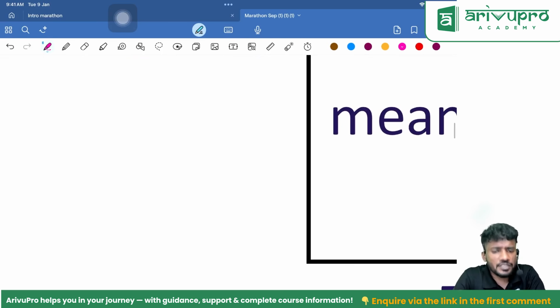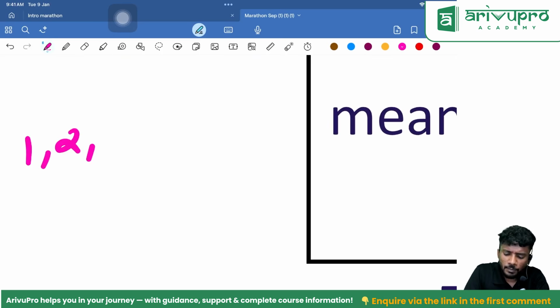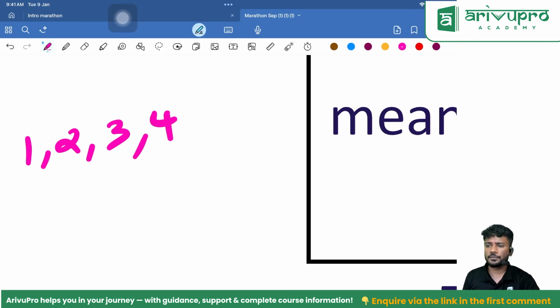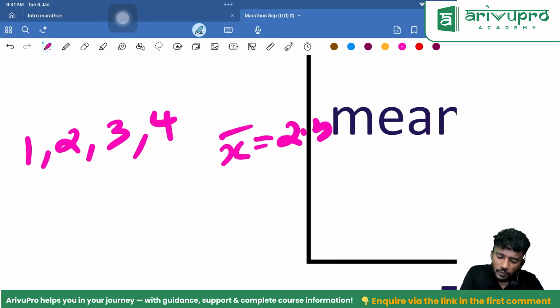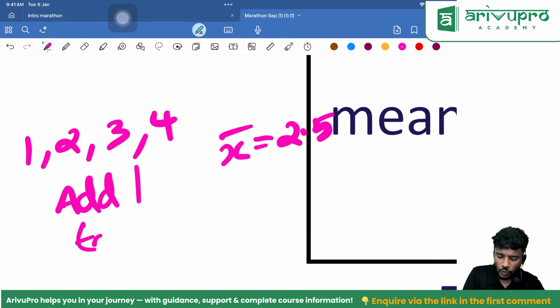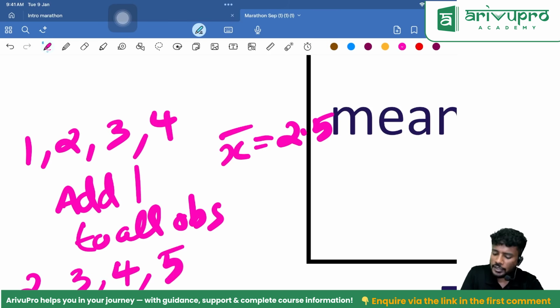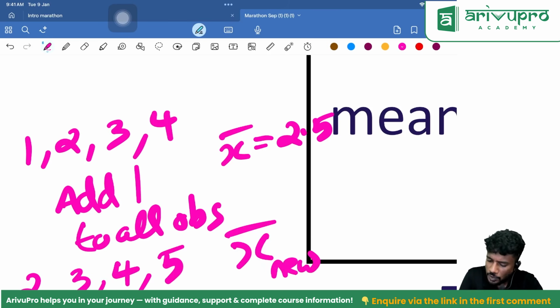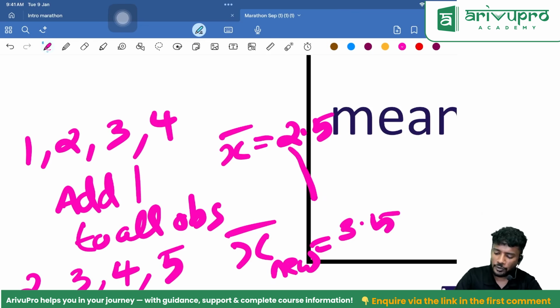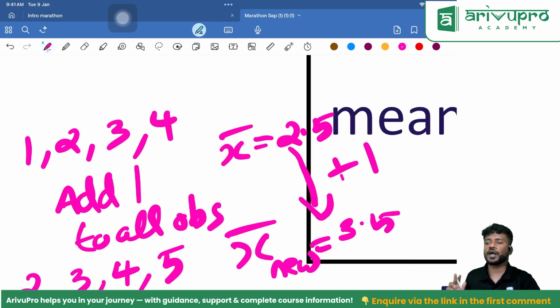Now, if each observation, for example, 1, 2, 3, 4, the mean X bar is how much? 2.5. If I add 1 to every observation, the observations will become 2, 3, 4, 5. What is the new mean? 3.5, that means 5 plus 2 divided by 2. So what happened to the mean? An increment of 1 happened.